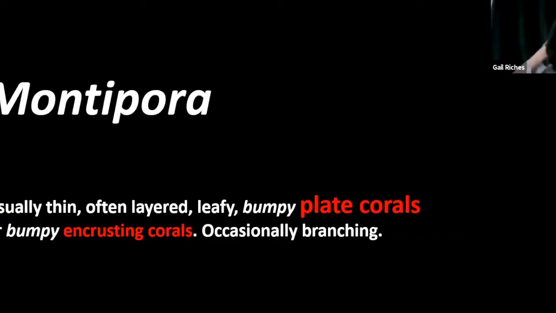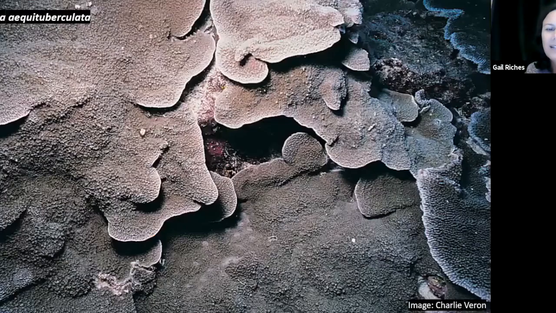The next one is Montipora. Quite often Montipora are your plate corals. They're usually thin, often layered in a leafy sort of appearance and quite bumpy. So either bumpy plate corals or bumpy encrusting corals. There's a pretty good chance it will be a Montipora, and sometimes they're branching as well. So here's just a few examples. You can see the bumpy quite well.